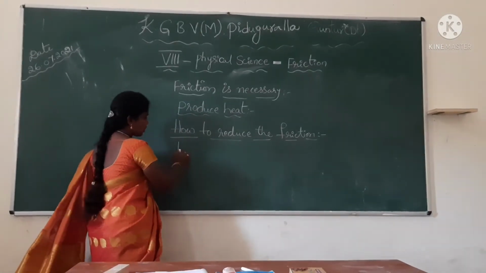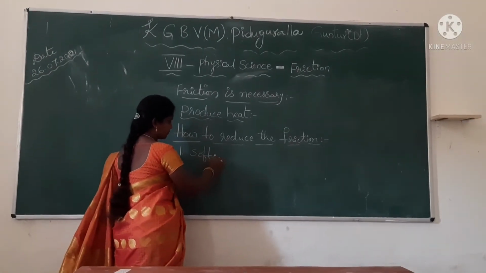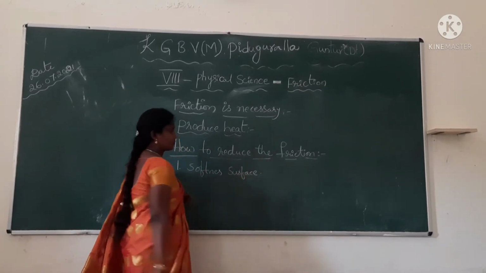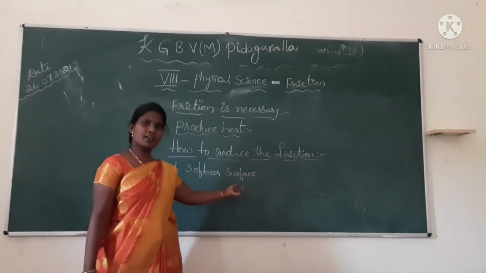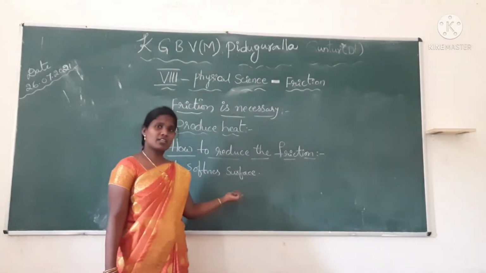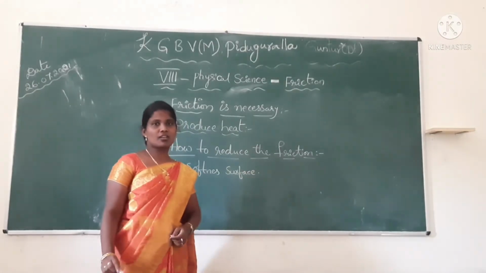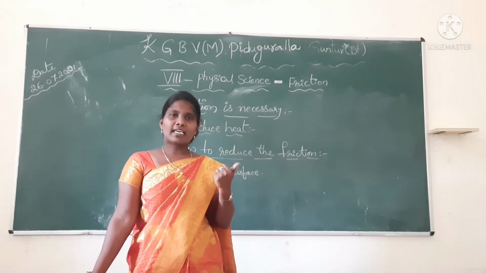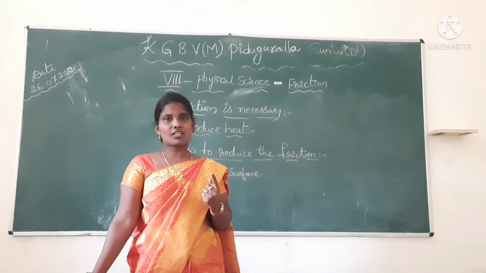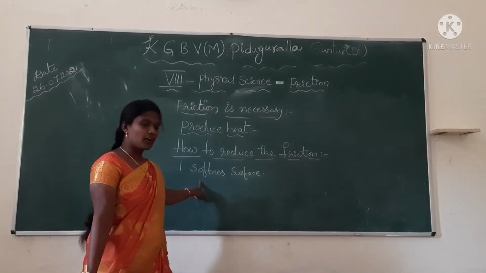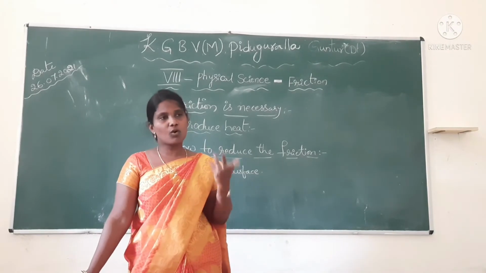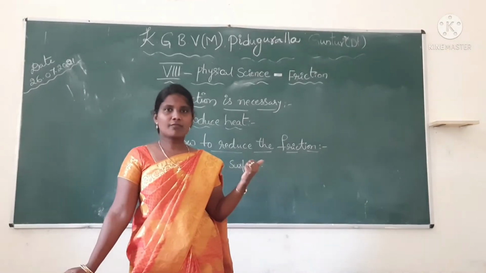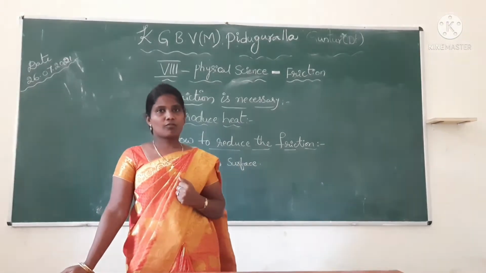The first one is a softness surface. What is that? If we take a soft surface, automatically we can reduce the friction. In both cases, we have to reduce friction on a smooth surface only. Why? Because a rough surface has more friction. So we take a soft surface, then we can reduce the friction. Then go to the second one.